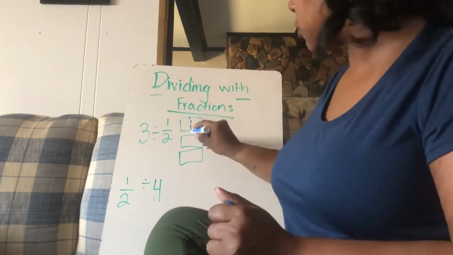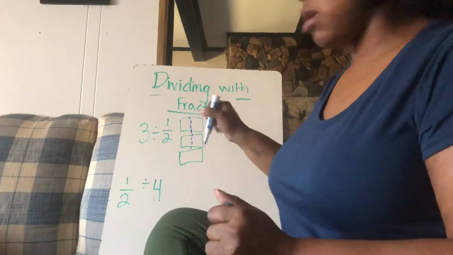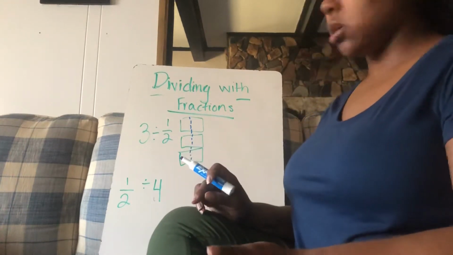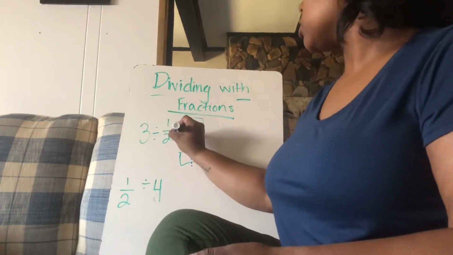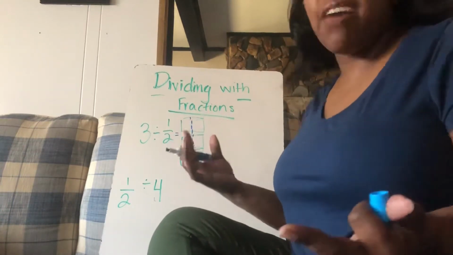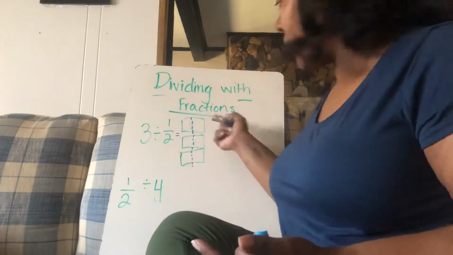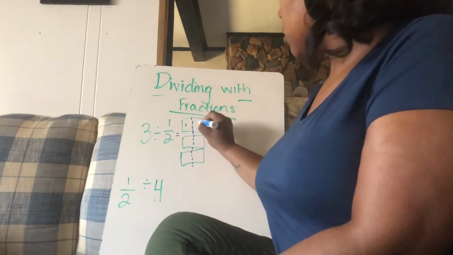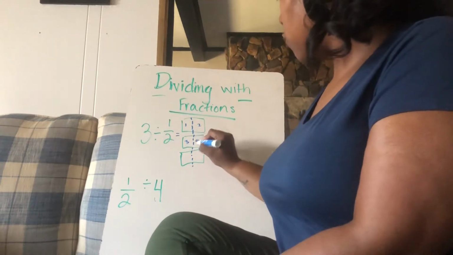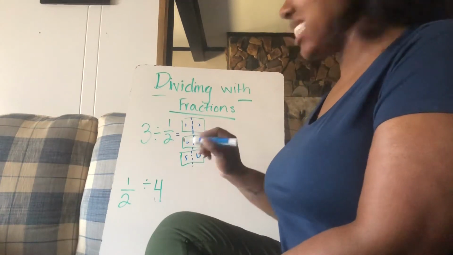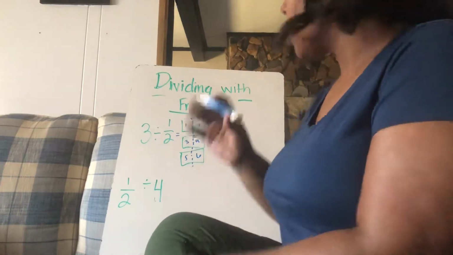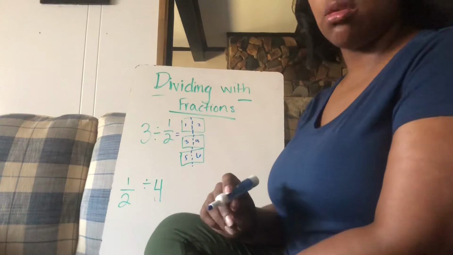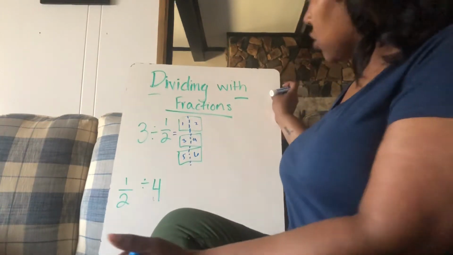Right? There's half-size pieces, half-size pieces, half-size pieces. Well, then the question that we're answering is, how many half-size pieces are there? How many pieces did I cut it into? Well, if I count them, that's 1, 2, 3, 4, 5, 6. I have 6 pieces.